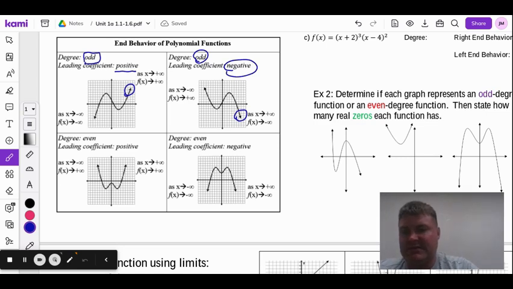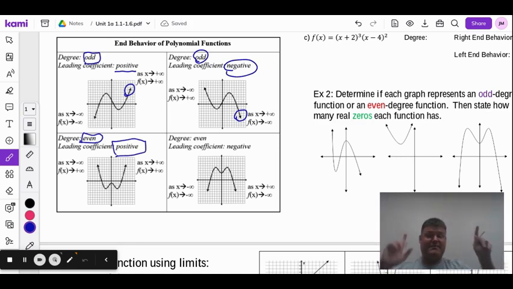And then for this even degree one right here, if we're positive, my right end behavior is positive, and actually so is my left, the same direction. Again, for even negative, our right end behavior is going to be negative. We're both going down there.